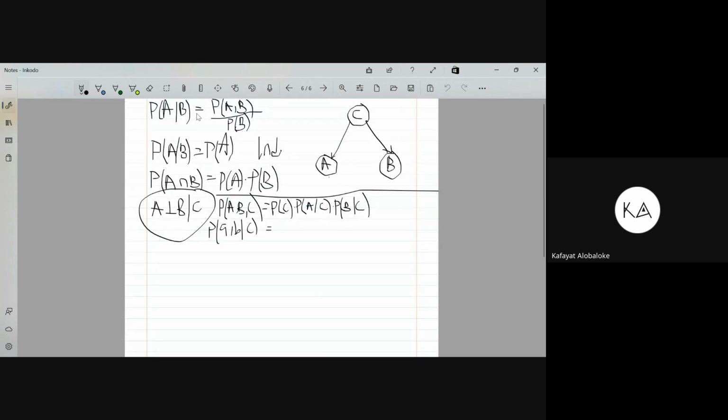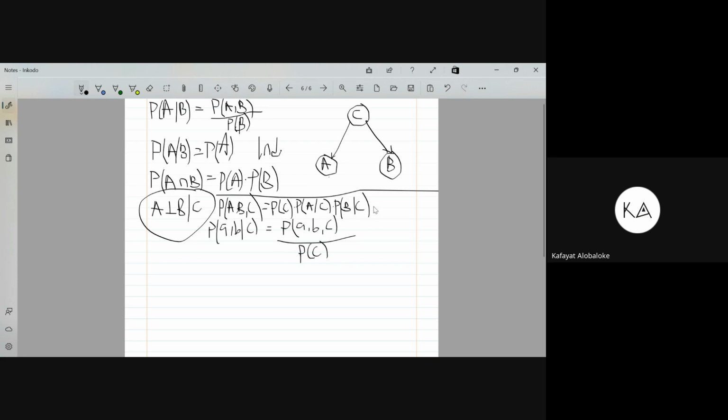I said the probability of A given B equals probability of A comma B all over probability of B. In this case, probability of A and B given C is also equal to probability of A comma B comma C, all divided by probability of C. Thank you. So this is the conditional probability in this case.